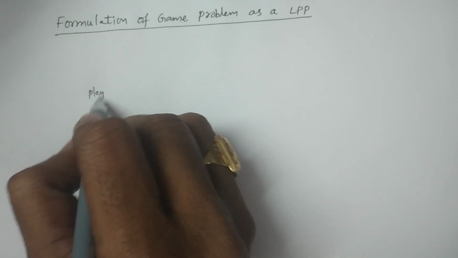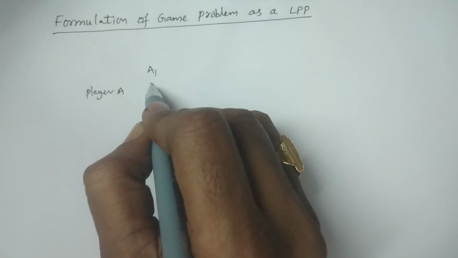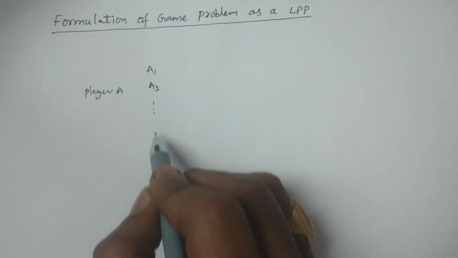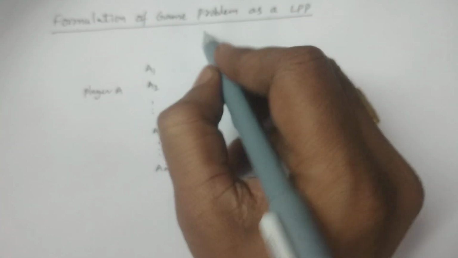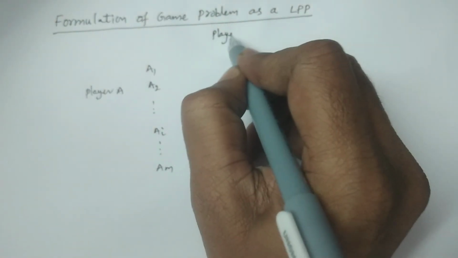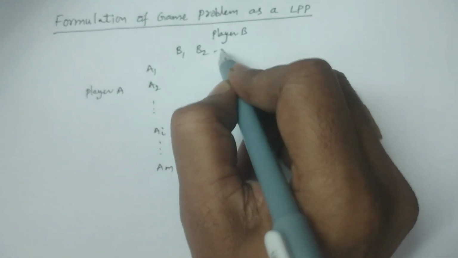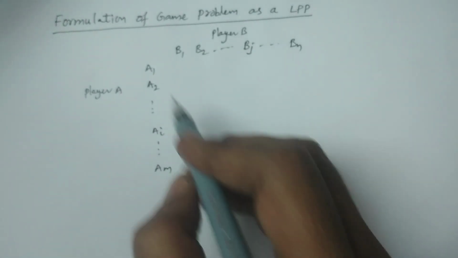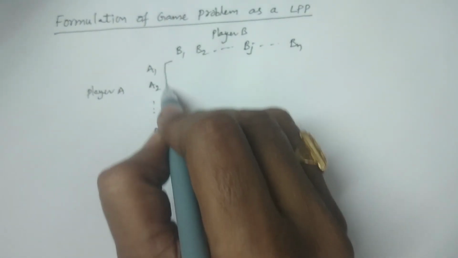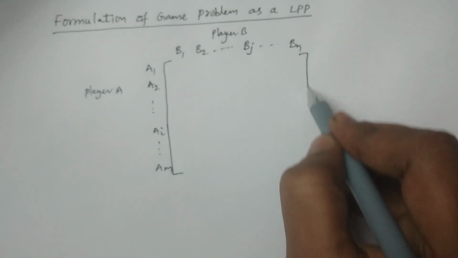I am considering the payoff matrix for player A. A has A1, A2, and so on, Ai, and so on, Am, M strategies, and player B has N strategies, B1, B2, and so on, Bj, and so on, Bn. First of all, I consider the payoff matrix, and then I explain the probabilities.